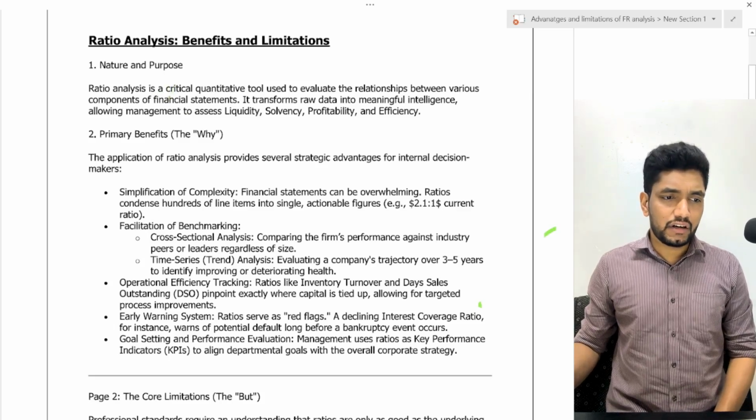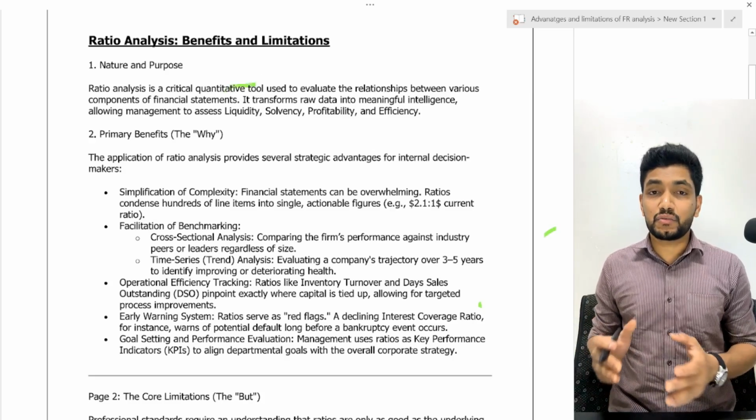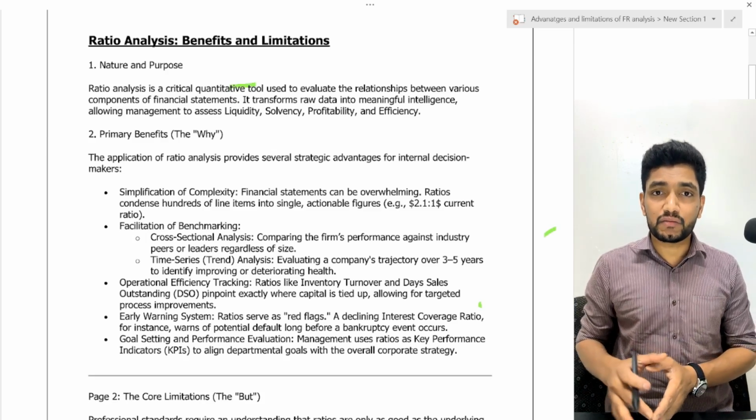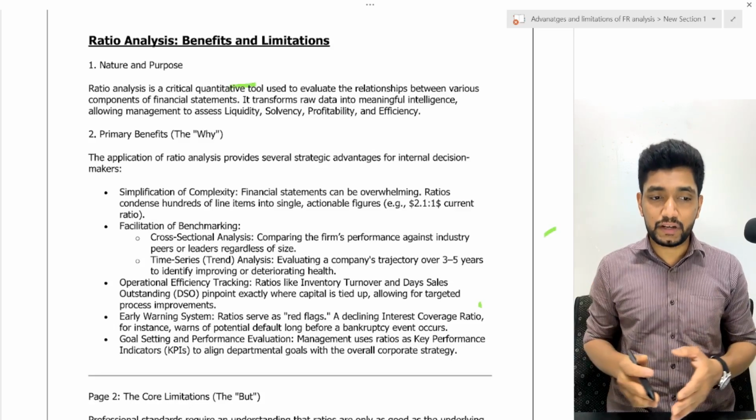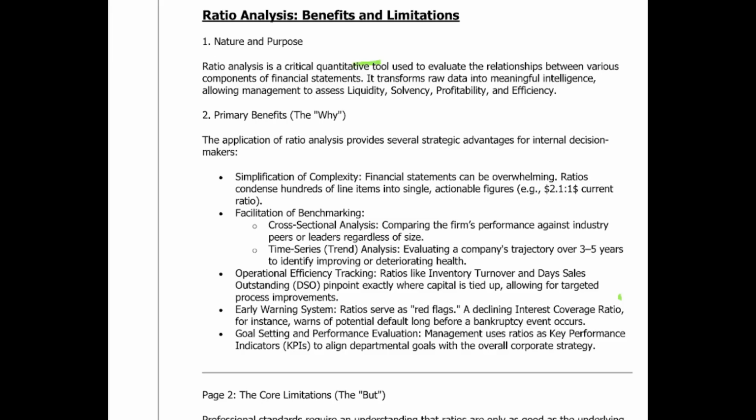So let's get started. Ratio analysis is a critical quantitative tool used to evaluate the relationship between various components of the financial statements. It transforms data into meaningful intelligence, allowing management to assess liquidity, solvency, profitability, and efficiency. This we already discussed in our previous lessons.